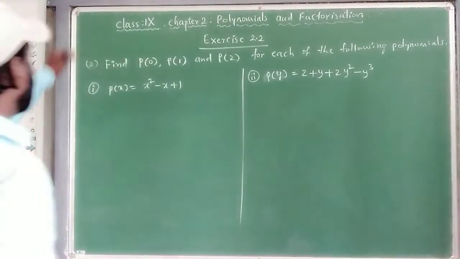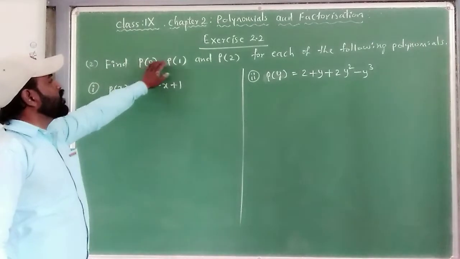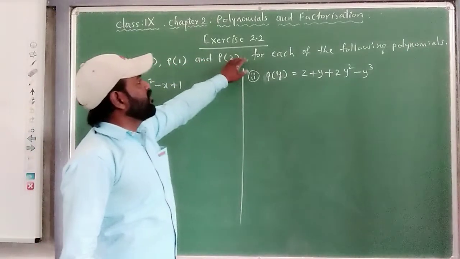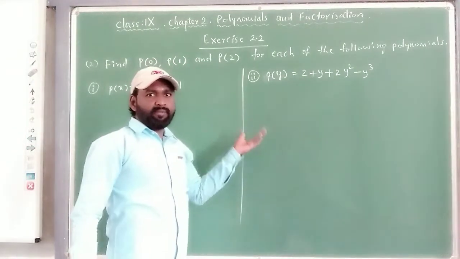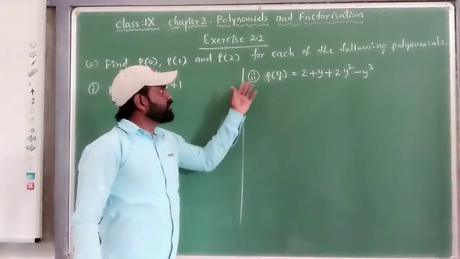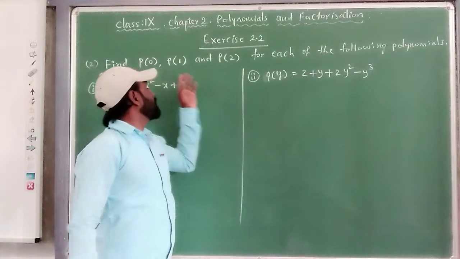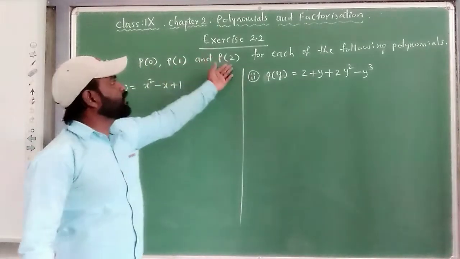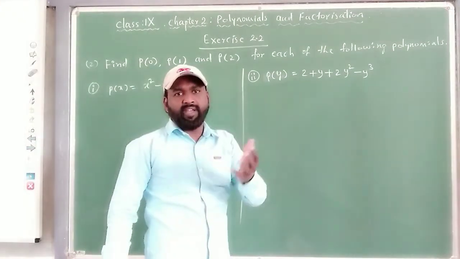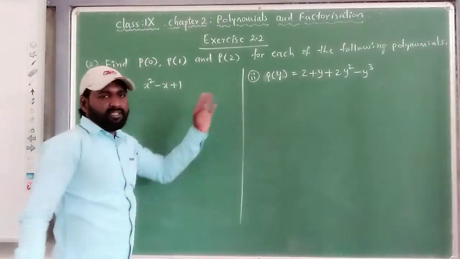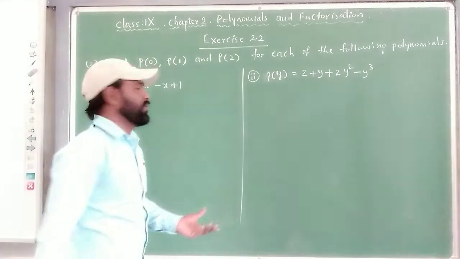See, the next question is given like this. Find P of 0, P of 1 and P of 2 for each of the following polynomials. There are 4 or 5 polynomials given under this. We have to find the value of those polynomials at 0, at 1, at 2. That means we have to substitute in place of the variable whatever the number is given, that's all. Same as the previous question.